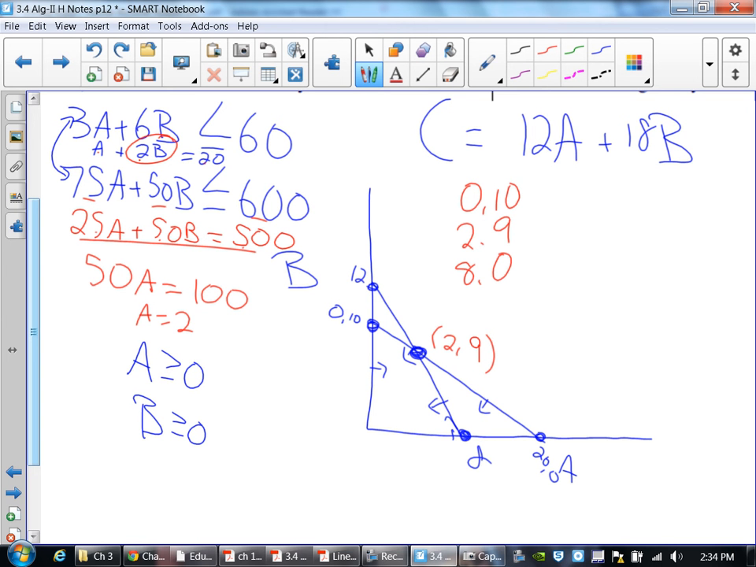So as you substitute in, you get 0 plus 180, 24, what's that, 171? 162. Oh yeah, duh. 162. And 12 times 8 would be 96. So if my math is right, I want to buy 2 of cabinet A and 9 of cabinet B to get the most storage capacity possible.